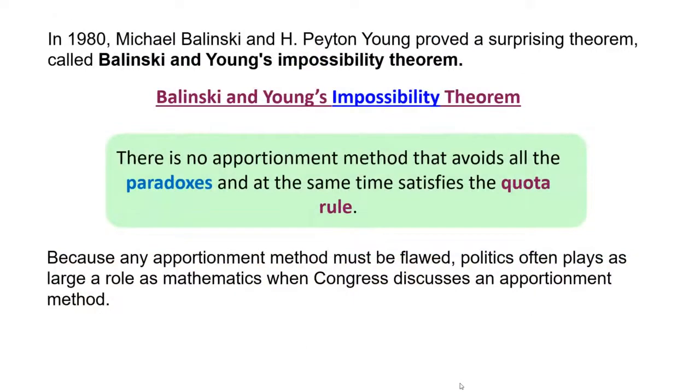So you can search on the internet about the impossibility theorems. There are different formulations for that, but the main idea is that it is impossible to find an apportionment method that avoids the paradoxes and at the same time satisfies the quota rule. It's always a political decision which method to use and how to use it.